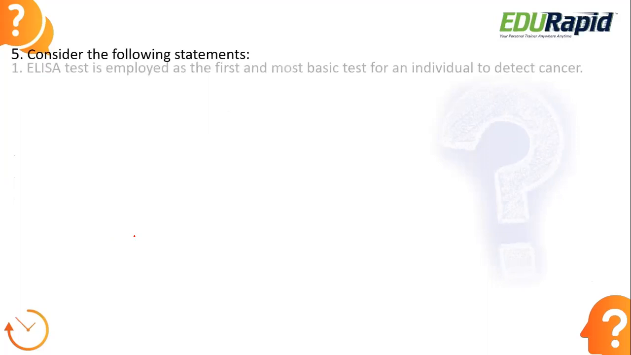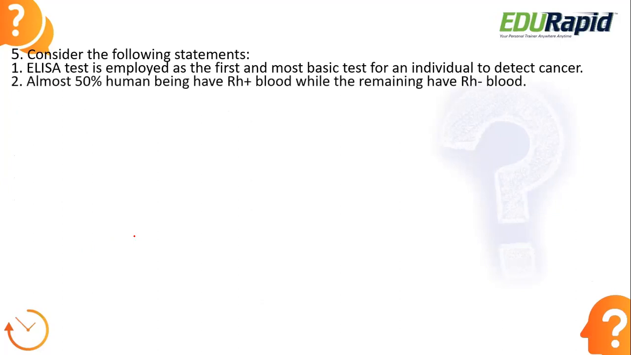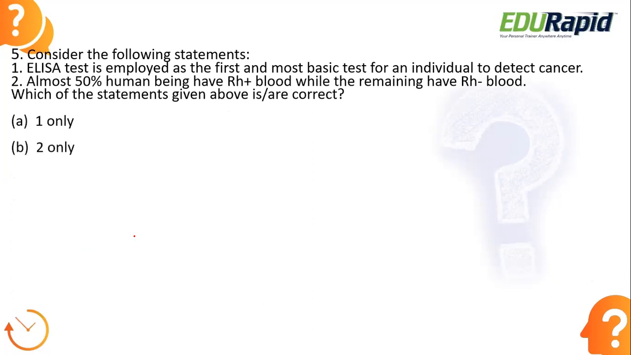Consider the following statements. ELISA test is employed as the first and most basic test for an individual to detect cancer. Almost 50% of human beings have Rh positive blood, while the remaining have Rh negative blood. So which of the statements given above are correct? Option A, 1 only, option B, 2 only, option C, both 1 and 2, and option D, neither 1 nor 2.